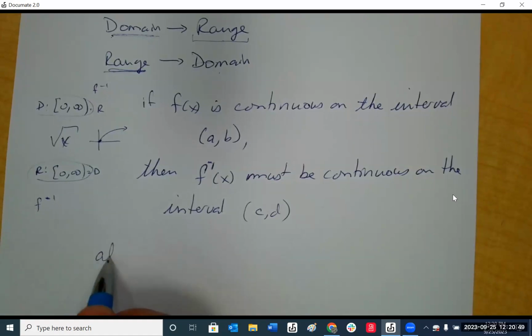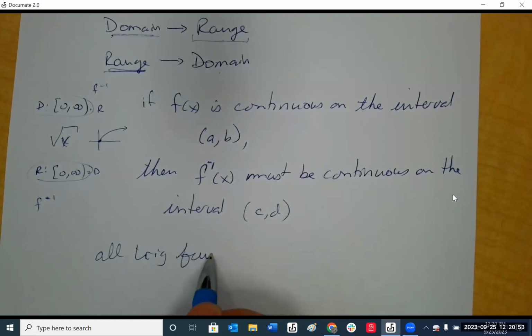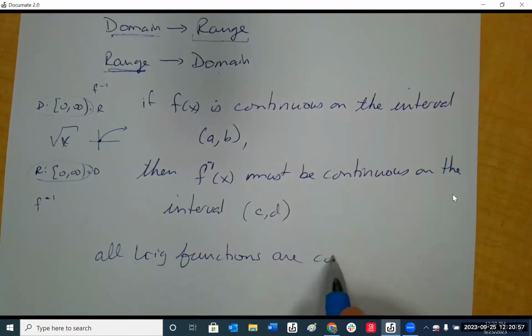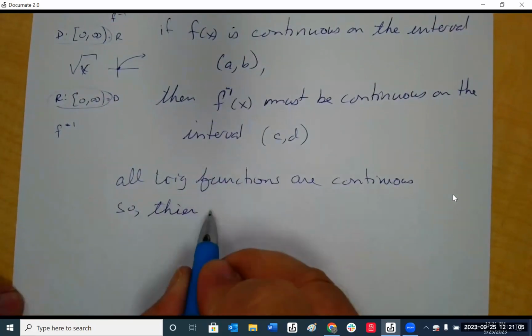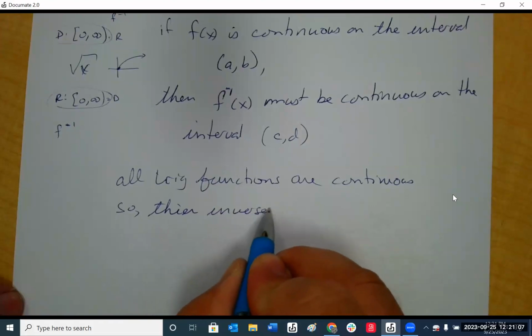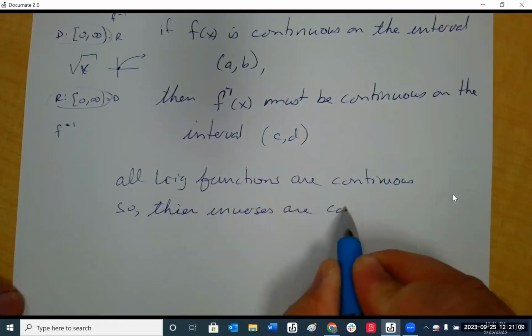All trig functions are continuous, so their inverses are continuous.